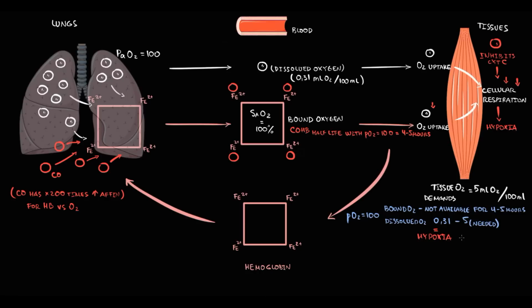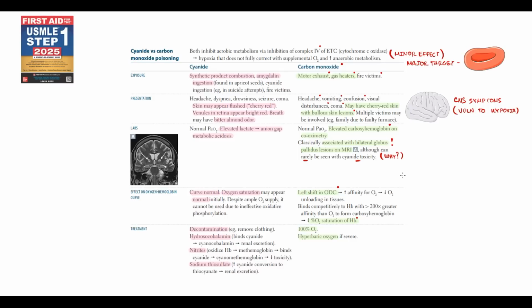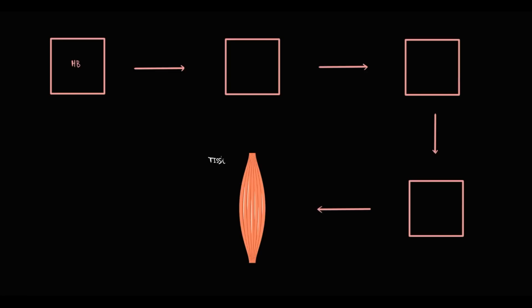So how can we prevent this? There are two options. It's 100% oxygen and hyperbaric oxygen. Let's explain how this works. So here we can see the cycle of bound oxygen. Basically, it's a pathway of how hemoglobin delivers oxygen to the tissues.